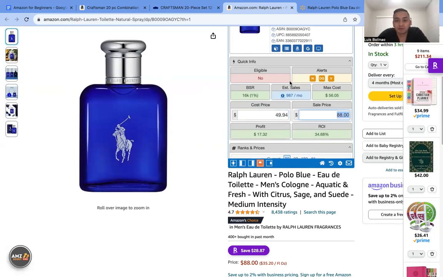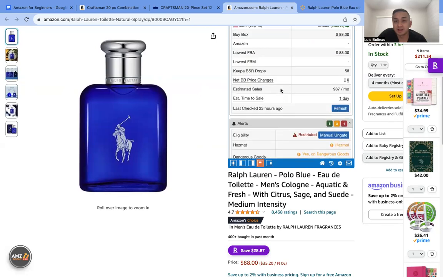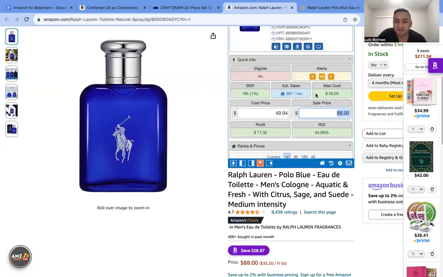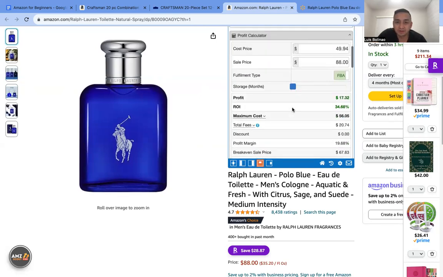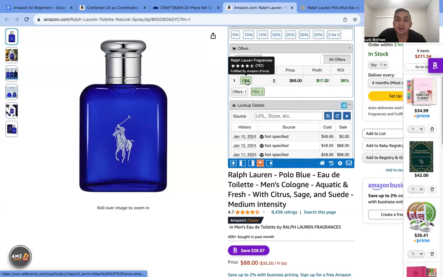And then from here, again, we look at the basic data like sales per month, ROI. For this example, this product is good because it's giving you a $17 profit per sale. It's selling about 900 times a month, which is a lot, by the way. It's a lot of sales. And then if you look at your competition, man, there's only one seller here.